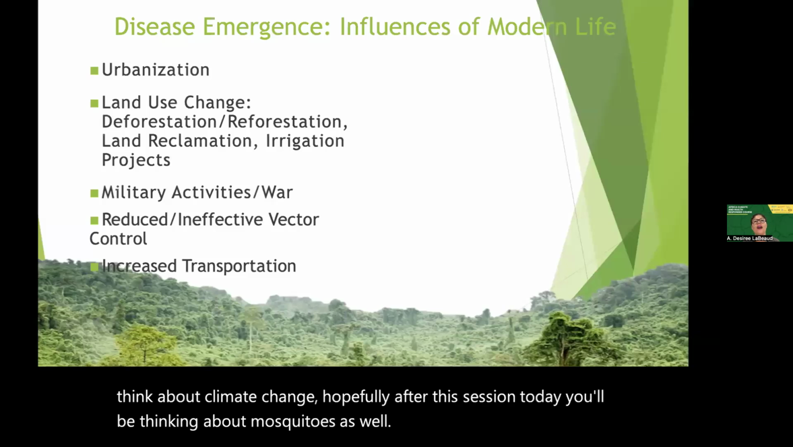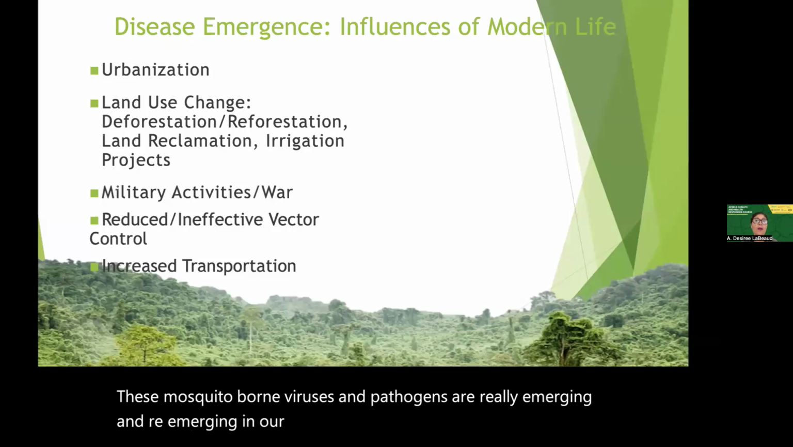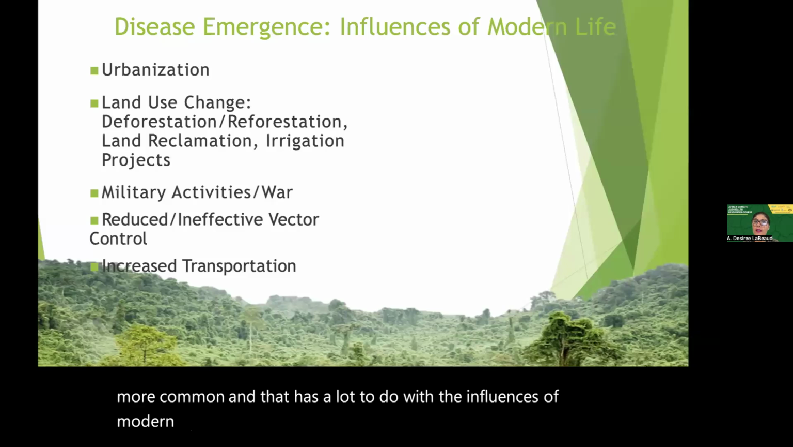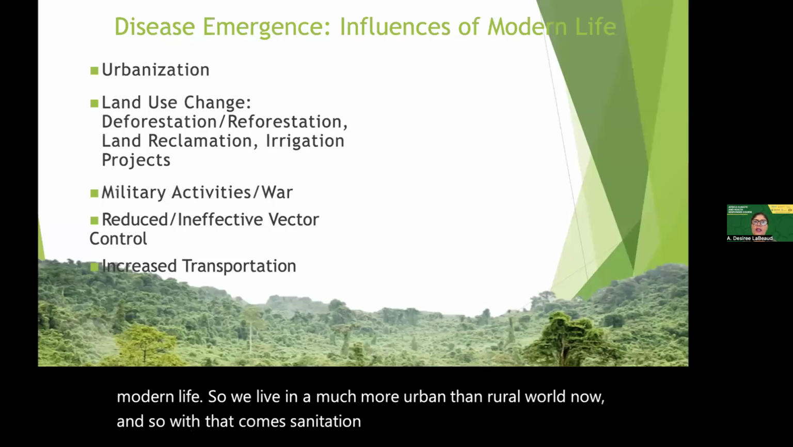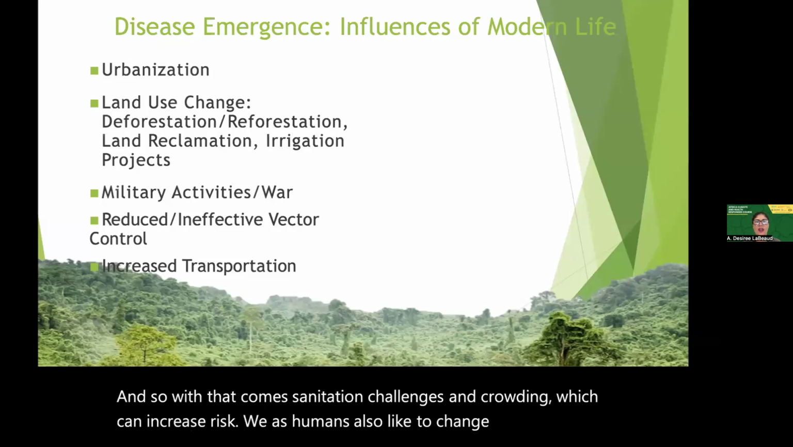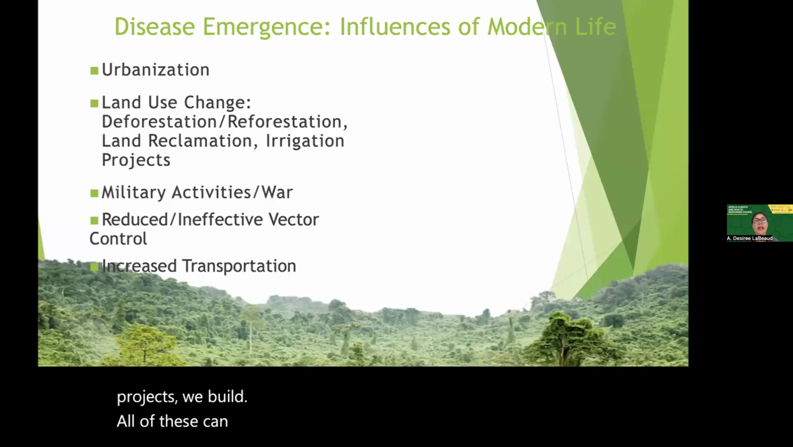These mosquito-borne viruses and pathogens are really emerging and re-emerging in our world today. They're becoming more and more common, and that has a lot to do with the influences of modern life. So we live in a much more urban than rural world now. And so with that comes sanitation challenges and crowding, which can increase risk. We as humans also like to change our planet. We cut down trees, we reforest, we reclaim land, we do irrigation projects, we build dams.